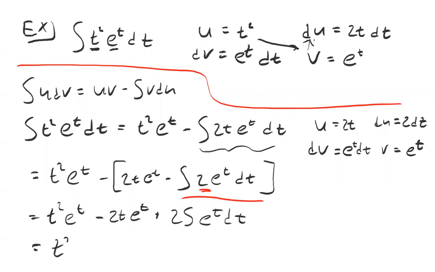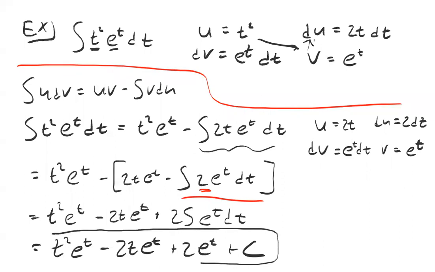And just continuing, we can do that last integral now. t squared e to the t minus 2t e to the t plus 2 e to the t. And don't forget your arbitrary integration constant. Okay, just making sure I haven't screwed up anywhere. Okay, so this is where I'm going to stop this video.